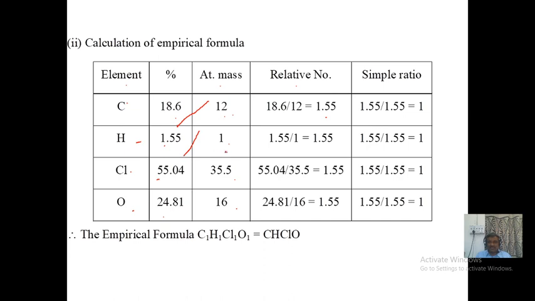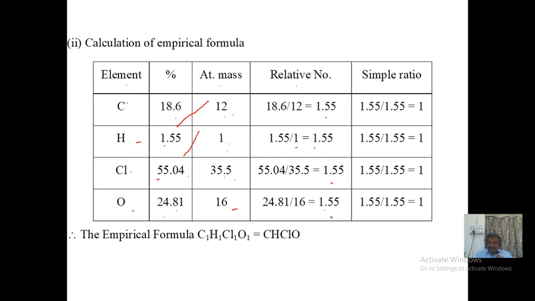1.55 is the percentage of hydrogen divided by the atomic mass of hydrogen. This gives me 1.55. 55.04 divided by 35.5, again I am getting the relative number 1.55. 24.81 divided by 16, it is going to give me 1.55. Sir, you have adjusted all these values, all of them we are getting 1. No, friend, it is a real example. When I show you the compound, then you will say that yes, this is the actual compound, friend.